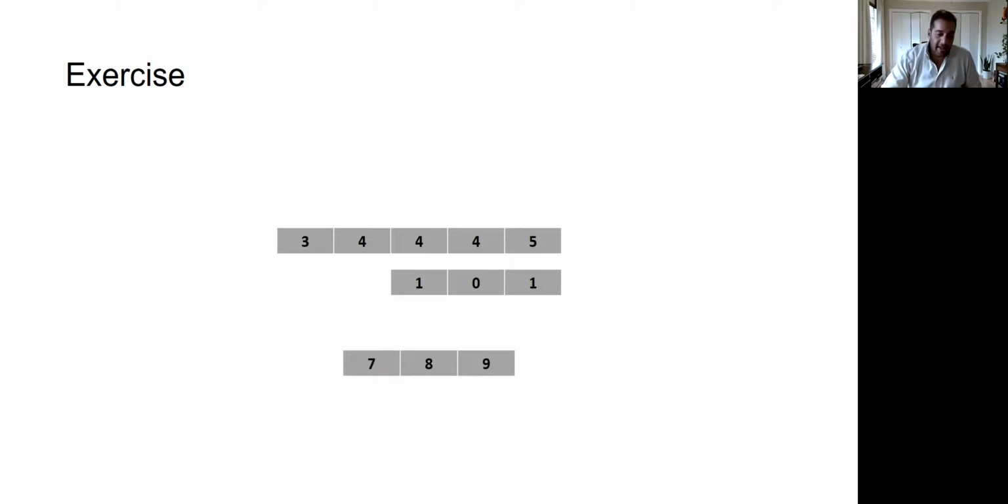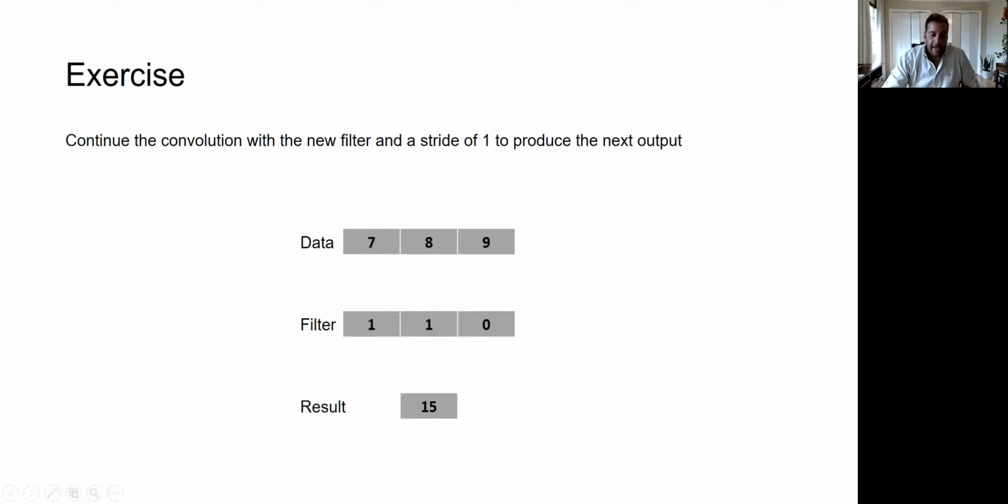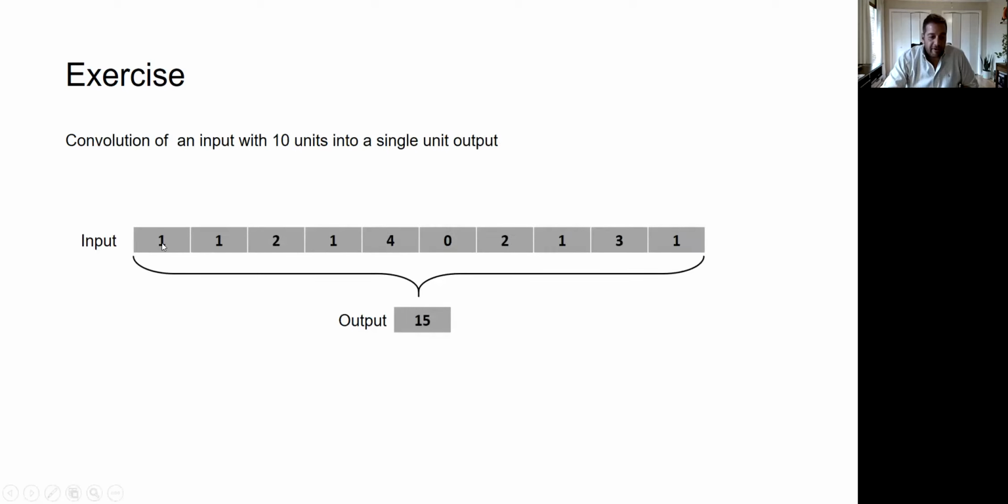Okay, excellent. And now we can apply this filter again, and we get the number 15. So, what have we achieved? Well, we went from 10 numbers to 1. This is what a convolution is. We have convoluted this data into a single number. But then how can we go back? How can we associate this with that?